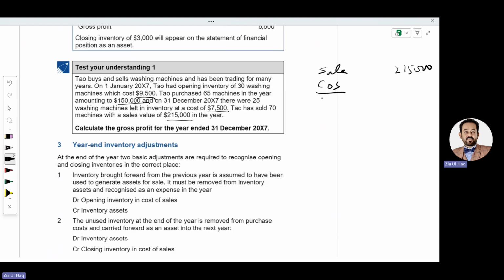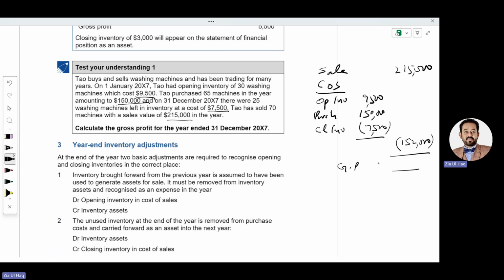So cost of sale: opening inventory is what? 9,500, and they purchased what? 150,000, and the closing inventory will be 7,500. So cost of sale is 152,000. By deducting this, we will arrive at gross profit. How much is the gross profit? 63,000. Okay.